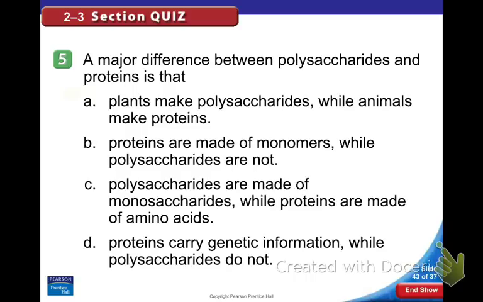And lastly, a major difference between polysaccharides and proteins is that polysaccharides are made up of monosaccharides while proteins are made up of amino acids. So that's the end of our section. I'm sorry it took me so long. It's a lot to do in one day.